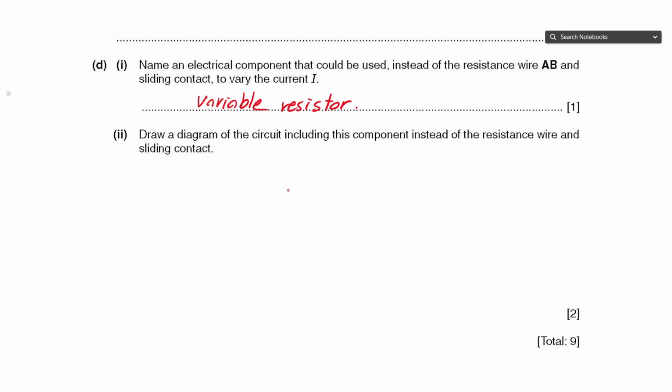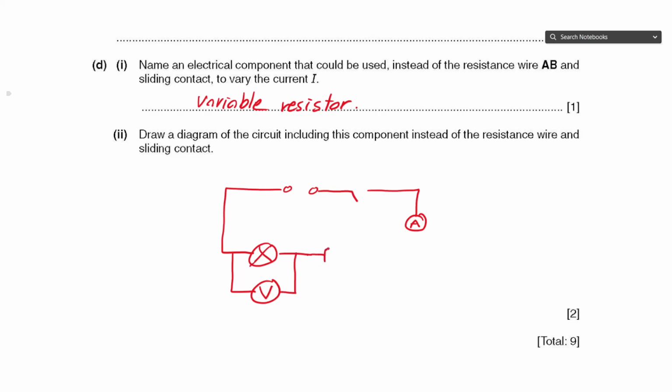So we can redraw everything except for the resistance wire. We had a power supply, a switch, and a meter. And from the left side we had the lamp with a voltmeter connected in parallel to the lamp. And now we draw the variable resistor in series instead of the resistance wire. And then we close the circuit like this.